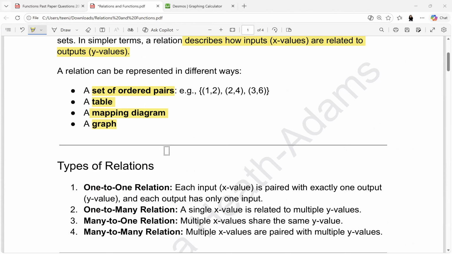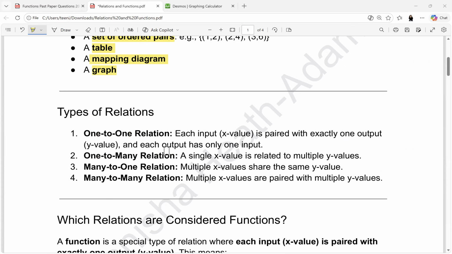Let's move on. So the types of relations, we've done this before, but we're going to look at it again, right? You have a one-to-one relation, which is when each input, your x value, is paired with exactly one output or one y value. So all linear functions, all linear equations or all linear relations are one-to-one, right? Because no matter what, you'd only have one x value mapped onto exactly one y value.